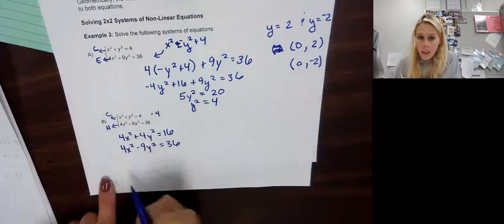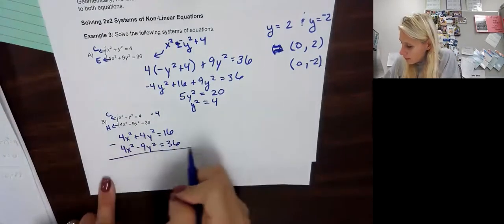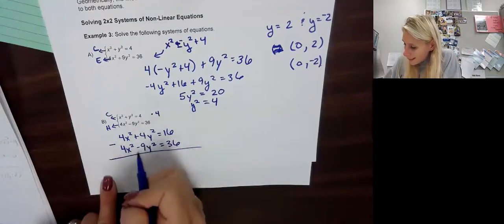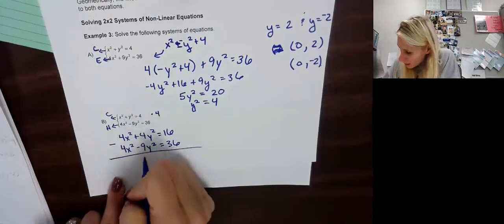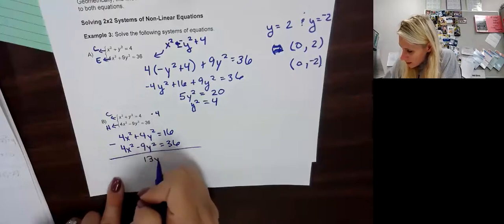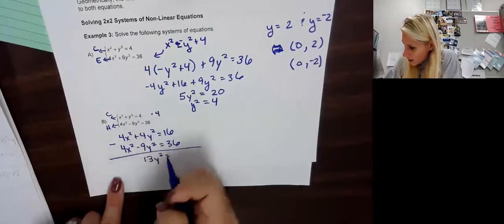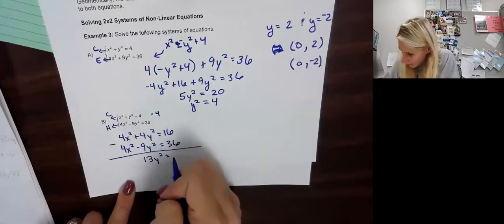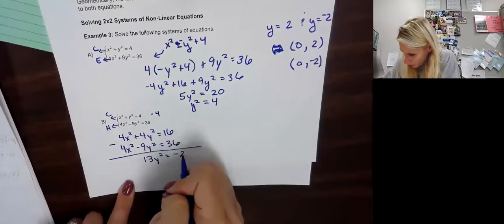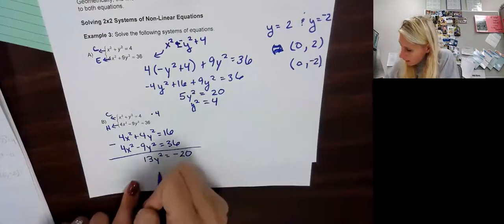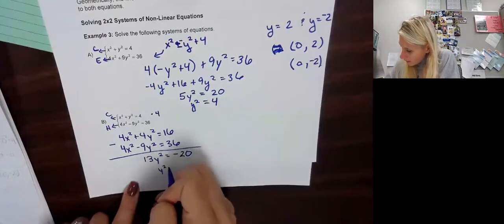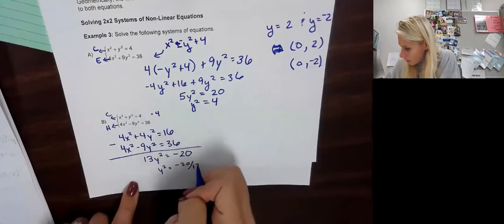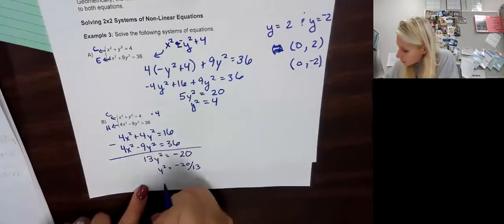Now, since they are the same, I'm going to subtract straight down. So the 4x squared terms cancel. 4 minus negative 9 is 13y squared. And 16 minus 36 is negative 20. Okay, let's solve. We get y squared equals negative 20 over 13. Take the square root of both sides.